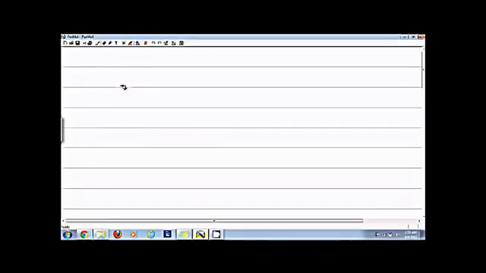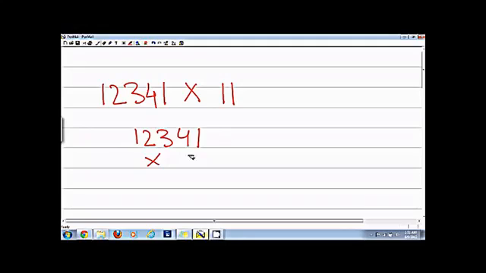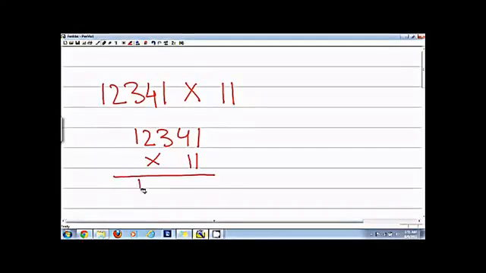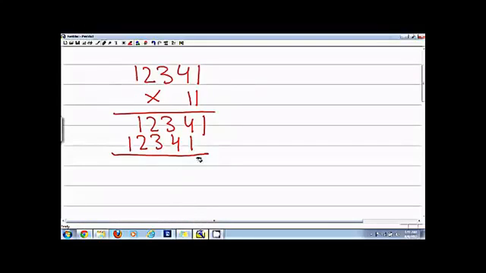In this tutorial I will show you how to multiply numbers by 11 in a quick and easy way. For example, if I have the number 12341 and I want to multiply it by 11, the regular way will be that I write 12341 and 11. In that case I'll say 12341 and 12341, and now I'll get 135751. So this is the regular way.